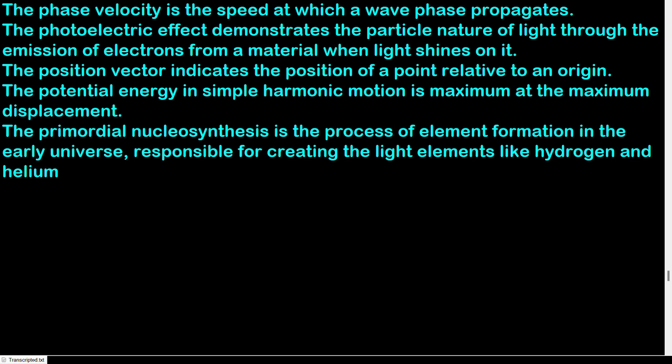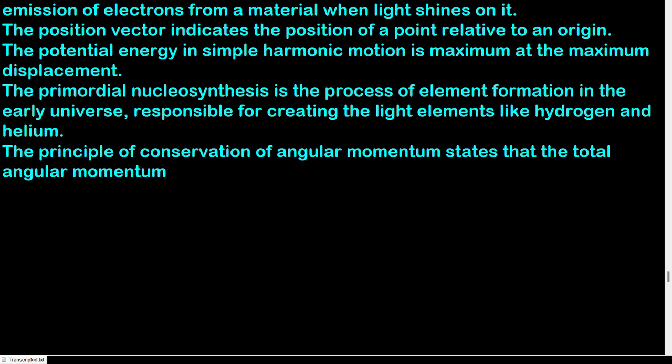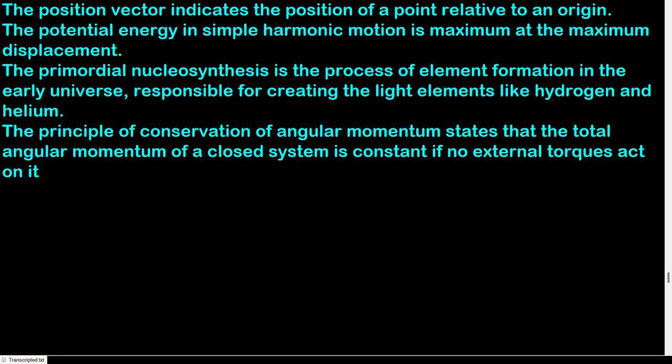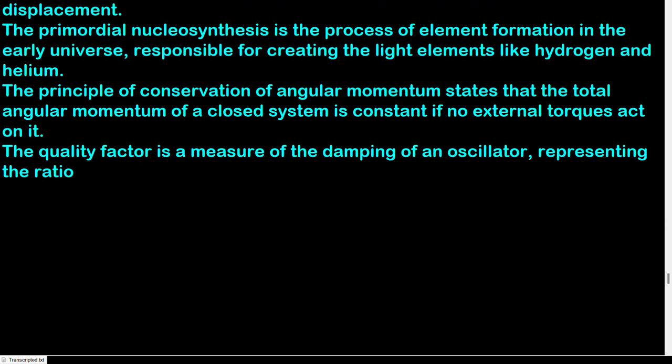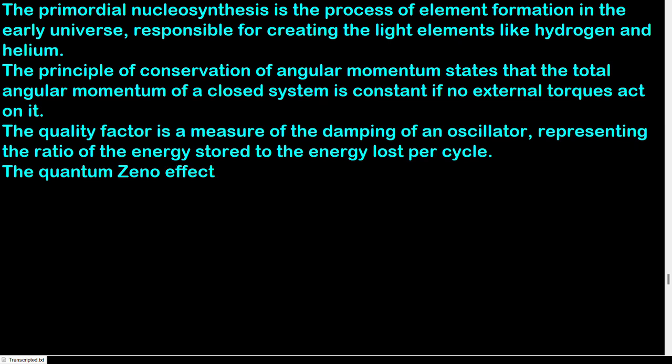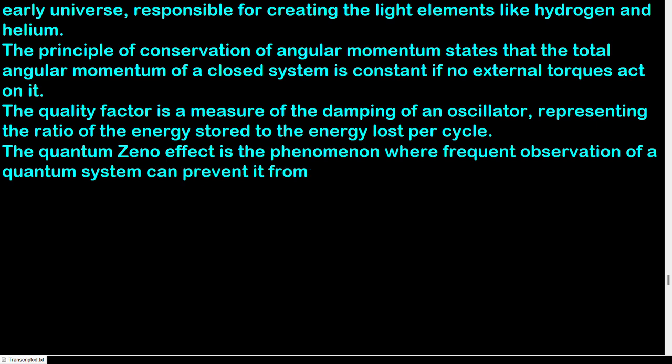The principle of conservation of angular momentum states that the total angular momentum of a closed system is constant if no external torques act on it. The quality factor is a measure of the damping of an oscillator, representing the ratio of the energy stored to the energy lost per cycle. The quantum Zeno effect is the phenomenon where frequent observation of a quantum system can prevent it from evolving.